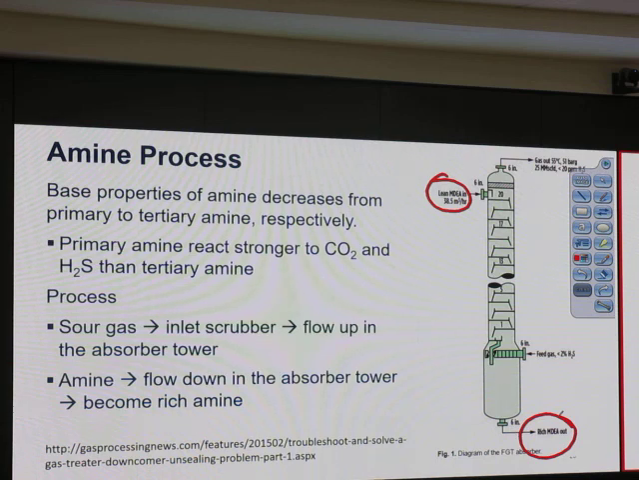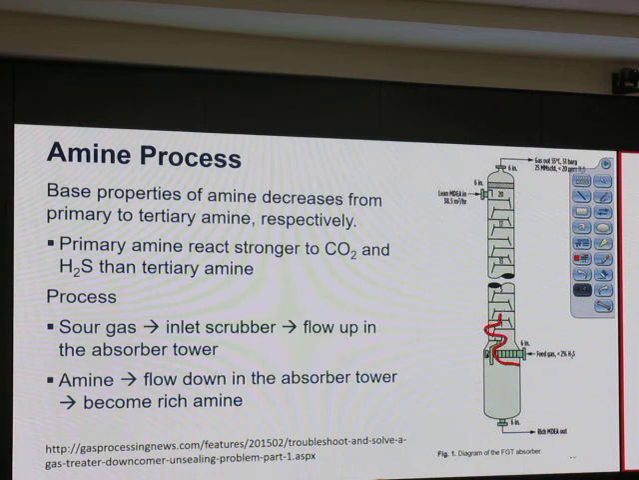Why does amine go from the top? Because amine is liquid, right? Liquid is heavier than gas, so it falls down. Gas is light, so it goes out. So we put gas with some H2S from the bottom, and you can see that it's less than 2%. It's not ppm anymore, it's percent. So we have acid gas going up from the bottom.